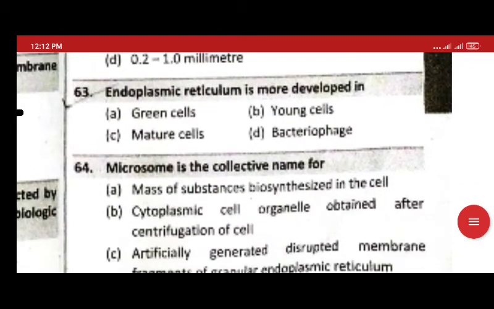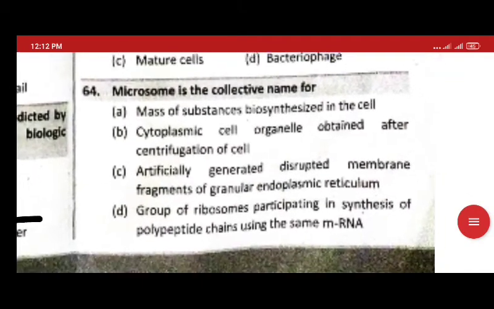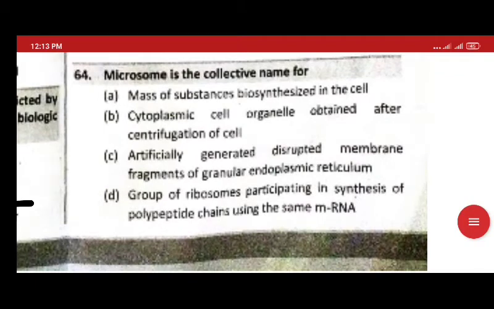Okay. Now 63, endoplasmic reticulum is more developed in the first generation, that is the young cell, so 63B. Now we have 64, microsome is the collective name for ER, so ER is here, so C option is right.